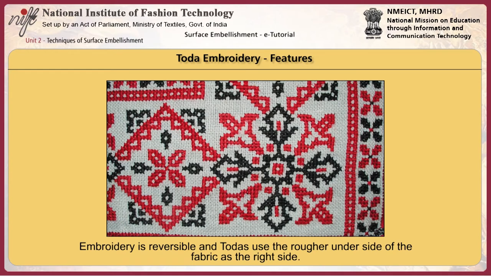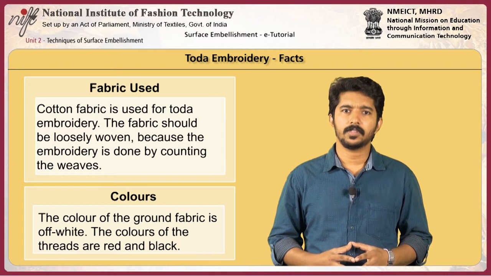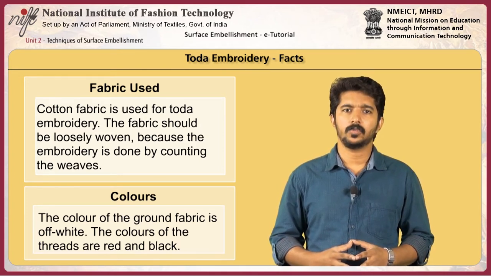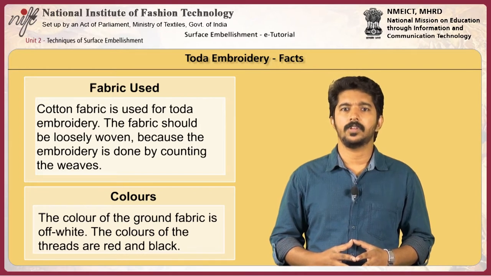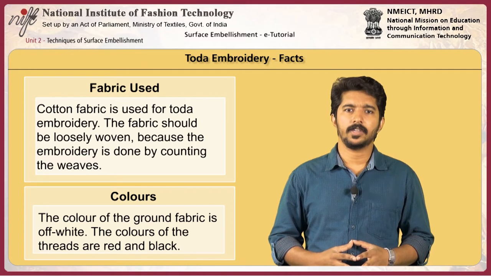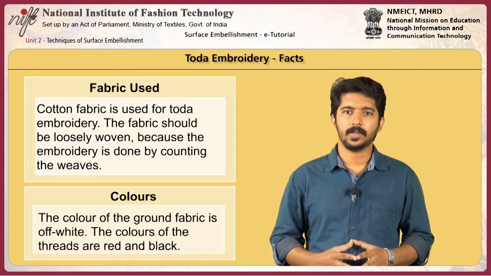This embroidery is carried from one generation to another. The embroidery is basically on cotton fabric by counting the thread by thread. These are the various facts of this embroidery. Cotton fabric is used for Toda embroidery. The fabric should be loosely woven because the embroidery is done by counting the weaves. The color of the ground fabric is off-white. The colors of the threads are red and black.